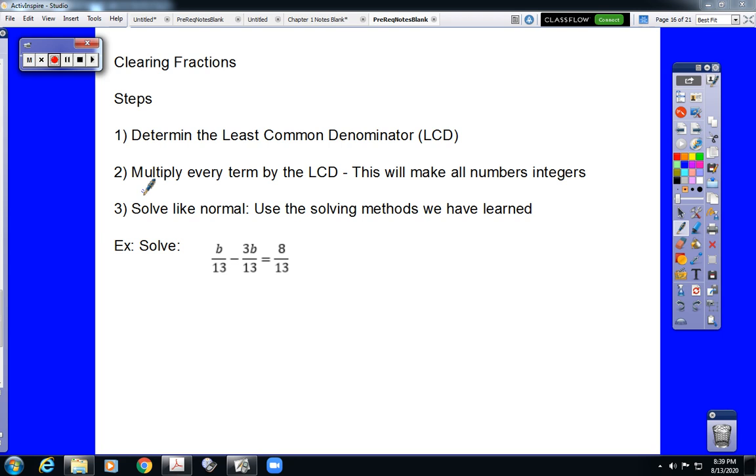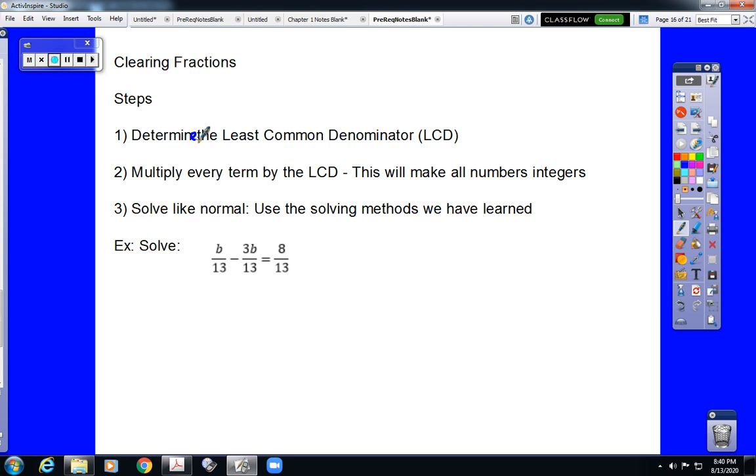But now we're going to throw a step on the beginning because our equation is either going to contain fractions or decimals. And the way that we deal with that is we simply determine what that least common denominator would be, or LCD. Then we multiply every term by the LCD. What this does is it causes those fractions to turn into integers because the denominators of the fractions will cancel into that LCD. We're allowed to do this because we're multiplying both sides by the same value, which keeps the equation nice and balanced. So here's an example.